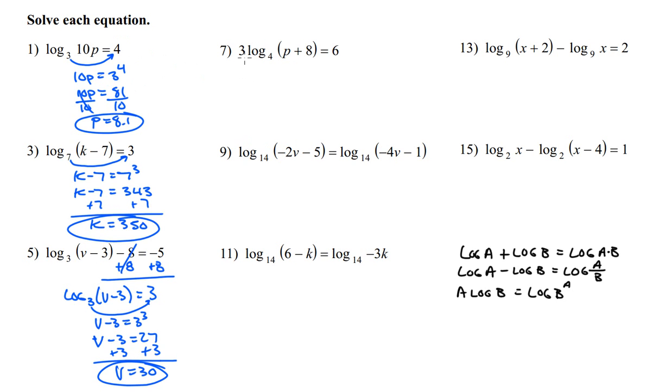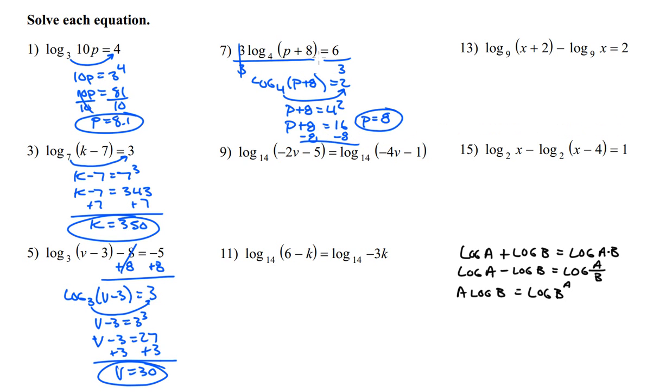This one here, we've got one big term over here. We want to get rid of that 3, so we can divide both sides by 3, and we get log base 4 of p plus 8 equals 2. So now we turn it into exponential form. We get p plus 8 equals 4 squared. So p plus 8 equals 16. We subtract 8 from both sides, and we get that p equals 8. 8 plus 8 gives us positive, so we're good.